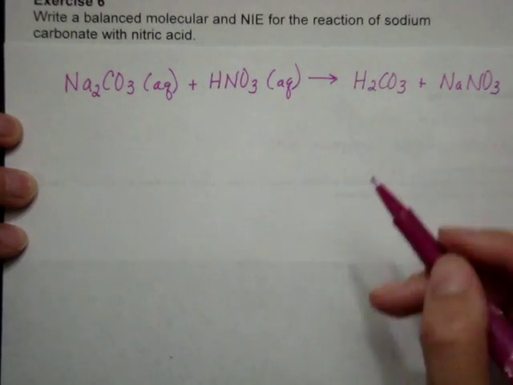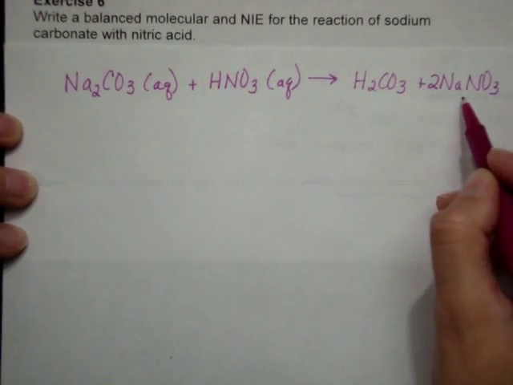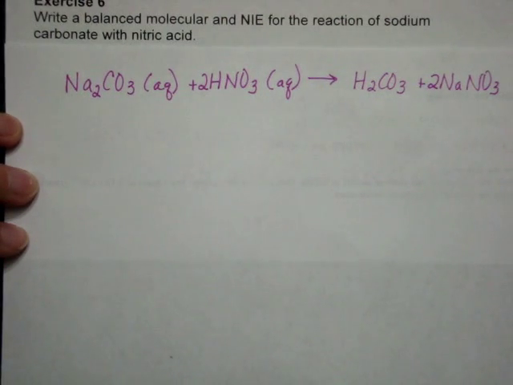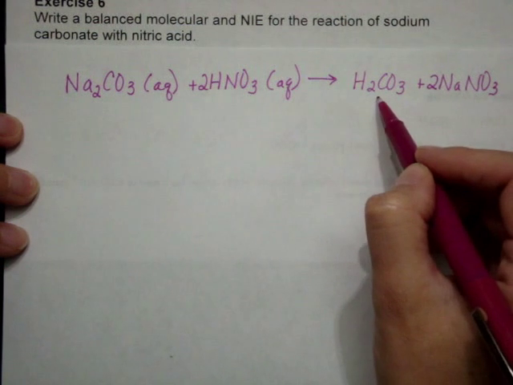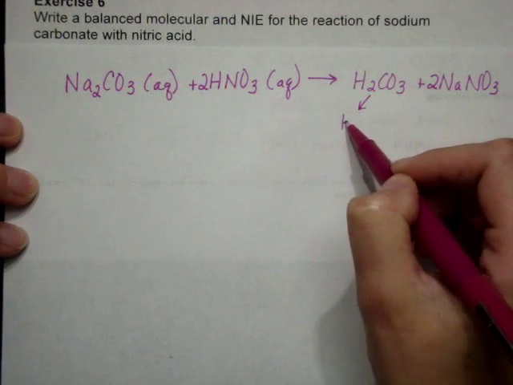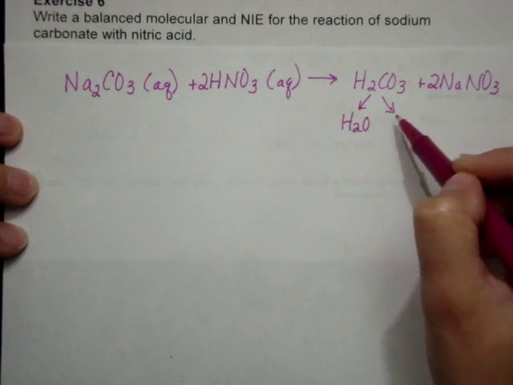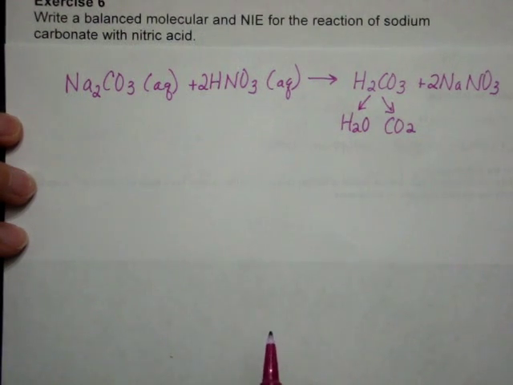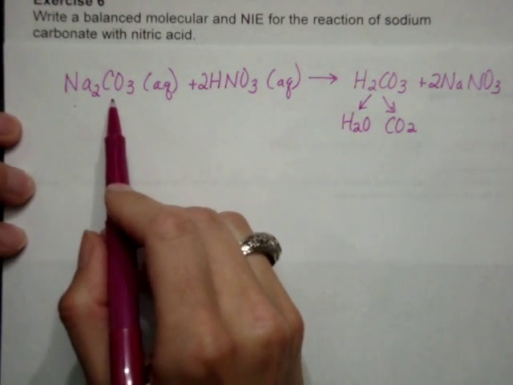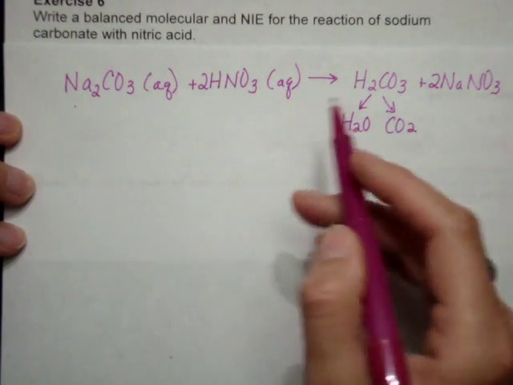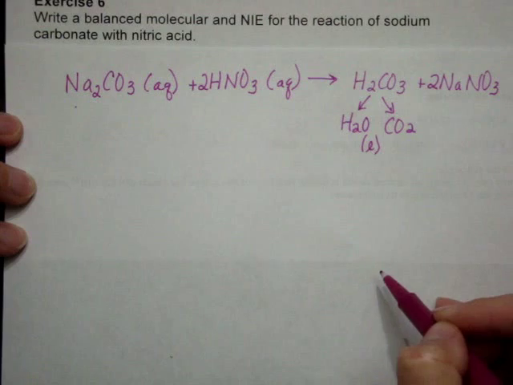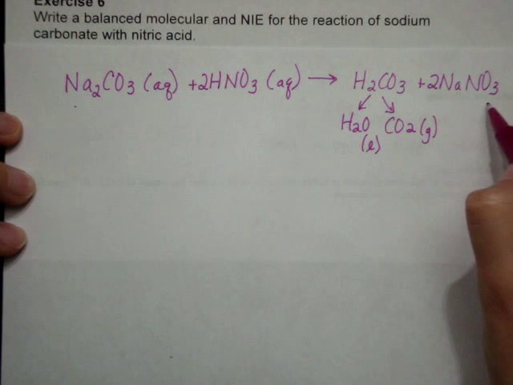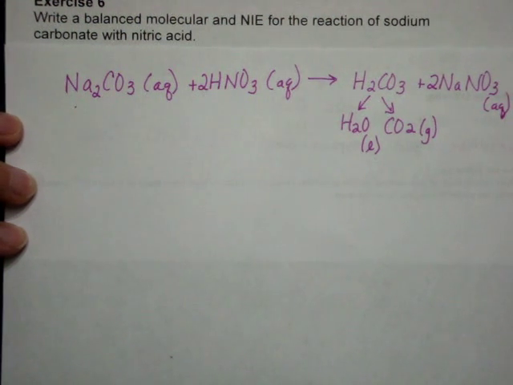All right, now I need to balance this out. I need a 2 in front of the sodium nitrate and a 2 in front of the nitric acid. What I need to recognize at this point is that I've got carbonic acid present here, so that really is going to decompose itself into CO2 and H2O. So the complete balanced molecular equation would actually be Na2CO3 plus 2HNO3 yields H2O liquid plus CO2 gas plus 2 sodium nitrate, which is aqueous.